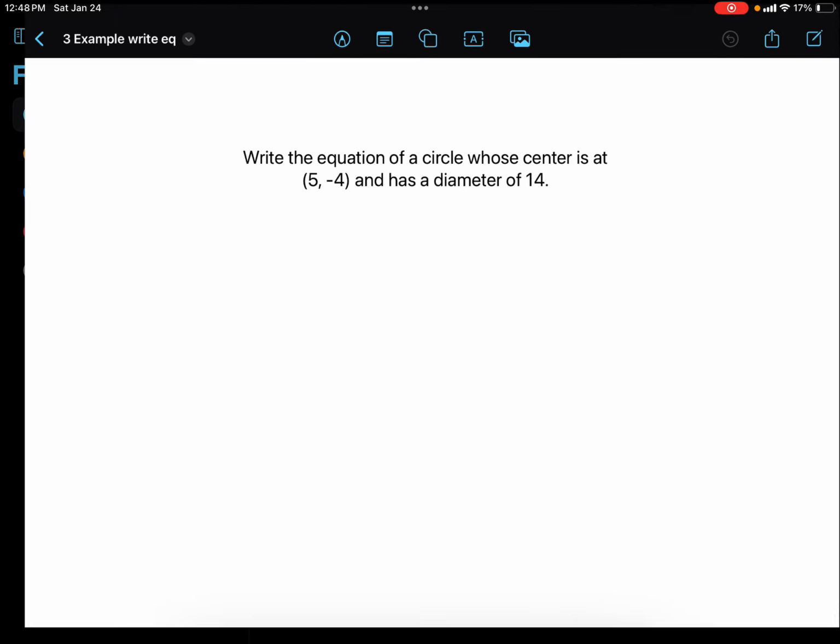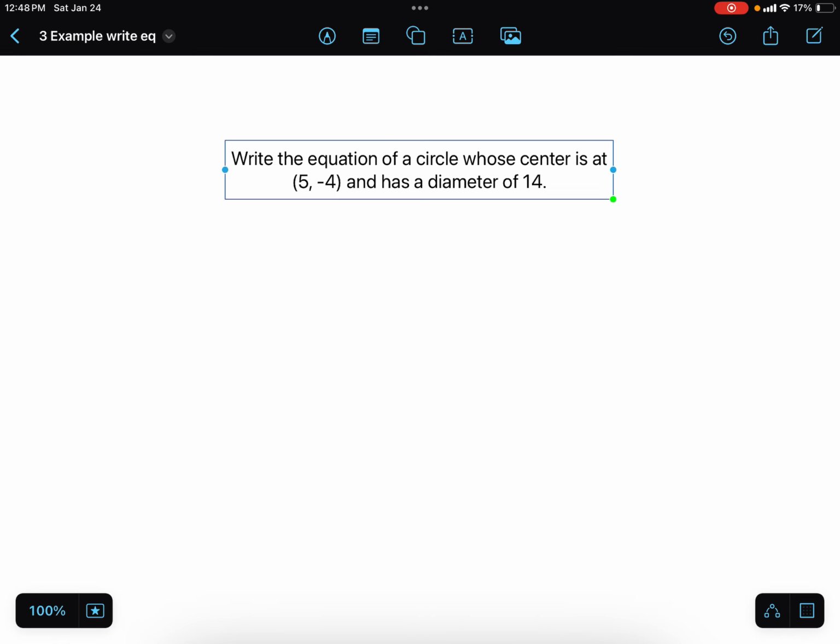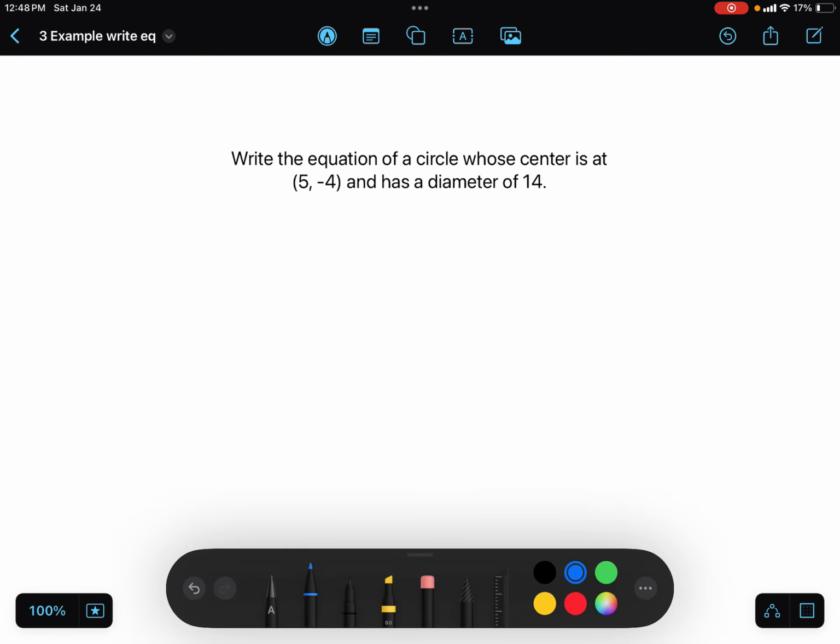Let's see another example. Here we're going to write the equation of a circle whose center is at 5, negative 4, and has a diameter of 14. First thing we can see, we have the diameter. If the diameter is 14, the radius is half of the diameter, which is 7. Diameter goes all the way through the shape, through the center, from one side of the circle to the other, and the radius just goes from the center to the outside, so it's half of the diameter.